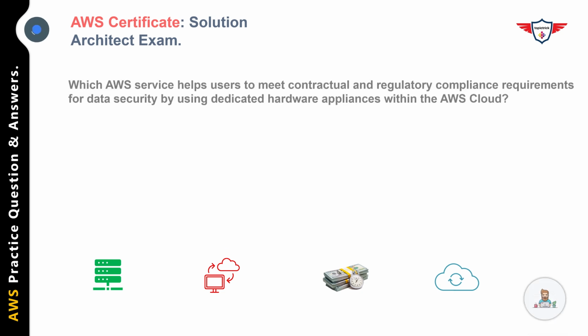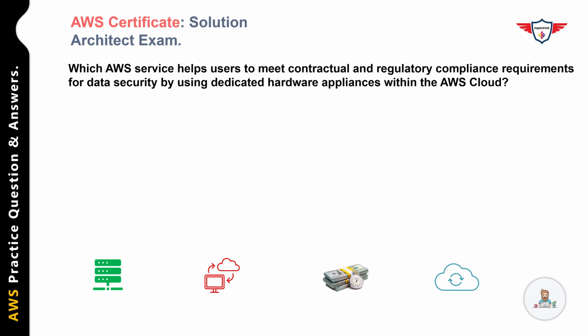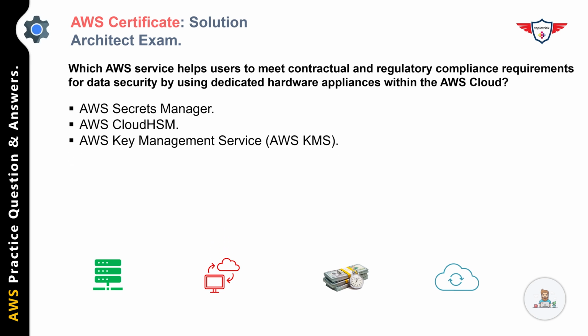Which AWS service helps users to maintain contractual and regulatory compliance requirements for data security by using dedicated hardware application within the AWS cloud? Your options are number 1, AWS Security Manager, AWS CloudHSM, AWS Key Management Service, AWS Directory Service. The correct answer is AWS CloudHSM. It helps you to comply with the corporate, contractual, and regulatory compliance requirements for data security by using a dedicated hardware security module, that is HSM, within the AWS cloud.